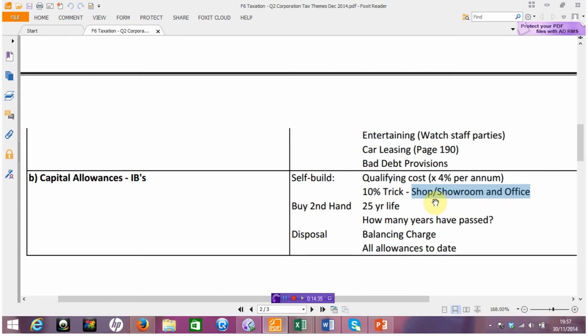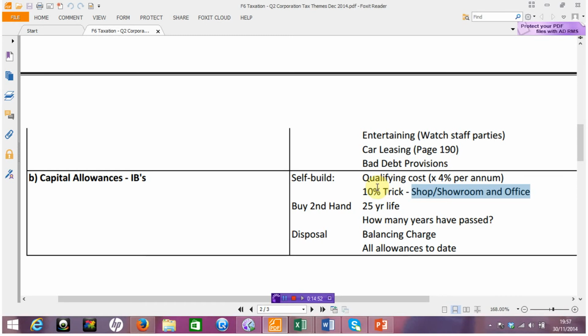It wouldn't take long just to get a grip on that and just look at the types of costs that are included in the ordinary sense of the word, qualifying costs. But just look at this little trick. There's a good example in the text on that that will show you how to work that. I call it the 10% trick.